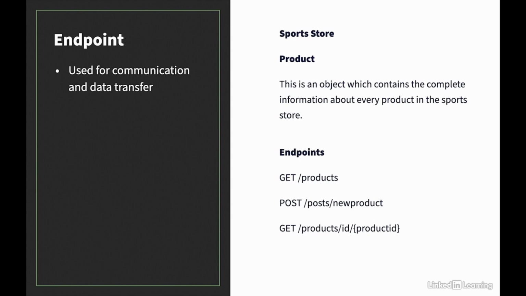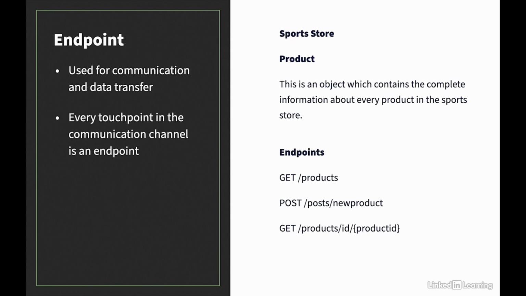API is used to communicate between systems. So every touch point in the communication channel is referred to as an endpoint. In the documentation, we give the base URL at the beginning of the documentation page, and only the part that keeps changing is given as separate endpoints in different sections.